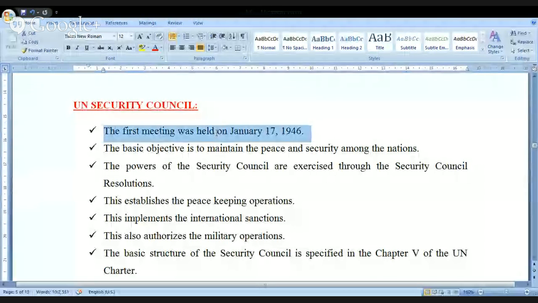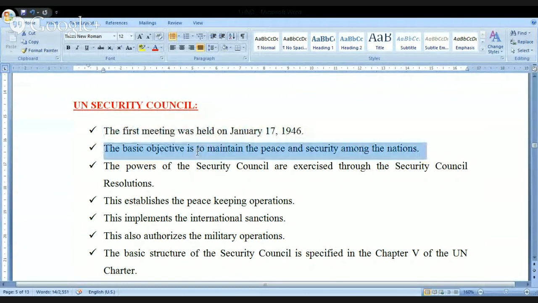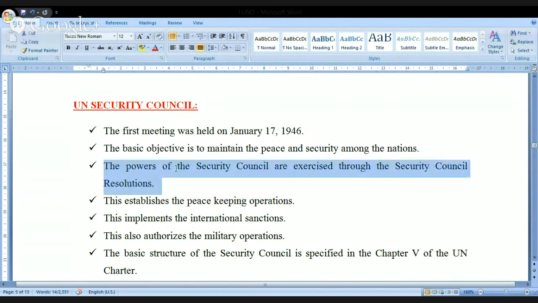Look at this. The first meeting was held on January 17th, 1946. Okay, let's leave it. What is the basic objective? The basic objective is to maintain the peace and security among the nations. Because it is the most important aspect, we give lots of attention to the Security Council meetings. Next, go to next line. The powers of the Security Council are exercised through the Security Council resolutions.